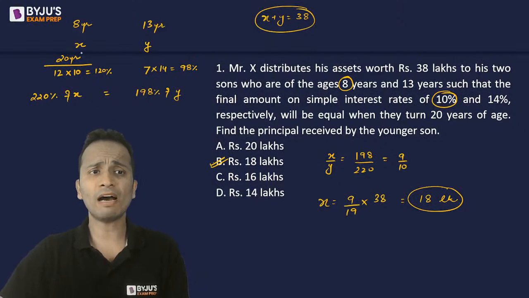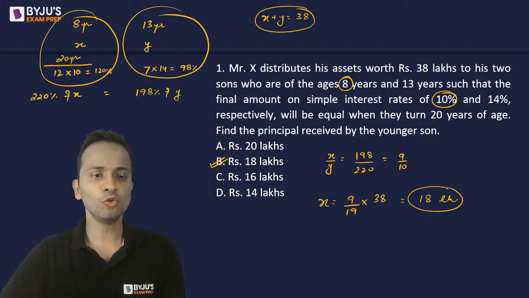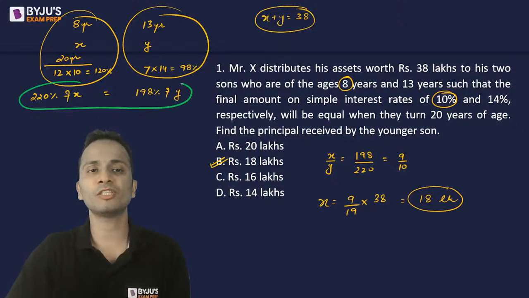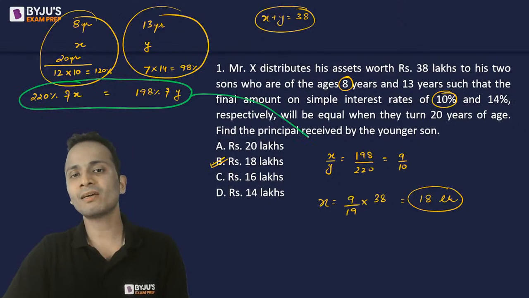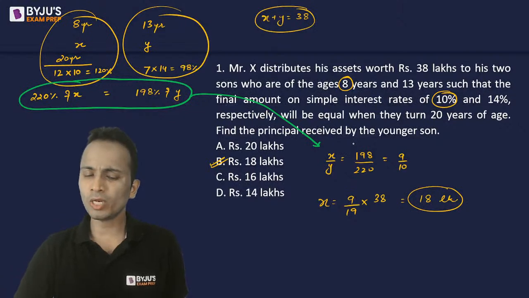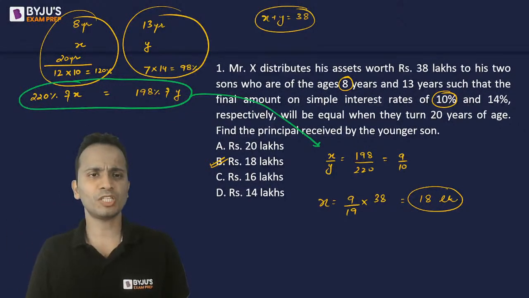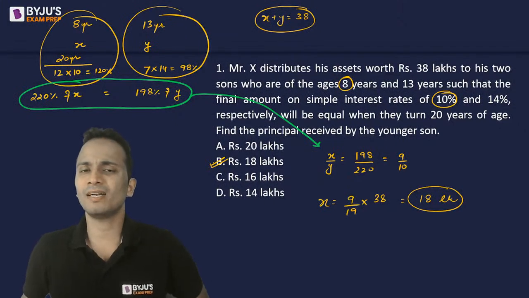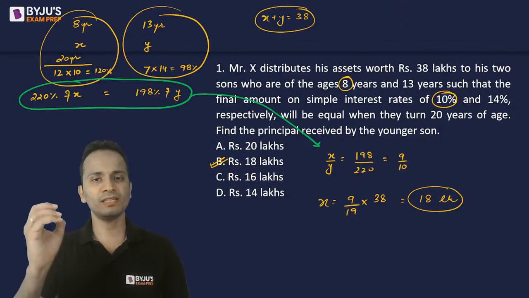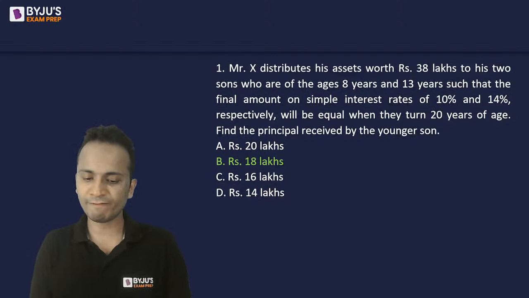So right now I have written a lot of things. There is no need to write this part. You may, after a good amount of practice, write this particular thing directly, calculate the ratio, and then 38 lakhs can be orally divided in the ratio of 9 is to 10. So this question should not take more than 30 seconds or maximum 45 seconds. 45 seconds में ये calculation का answer आ जाना चाहिए. Okay, so 18 lakhs is the final answer.